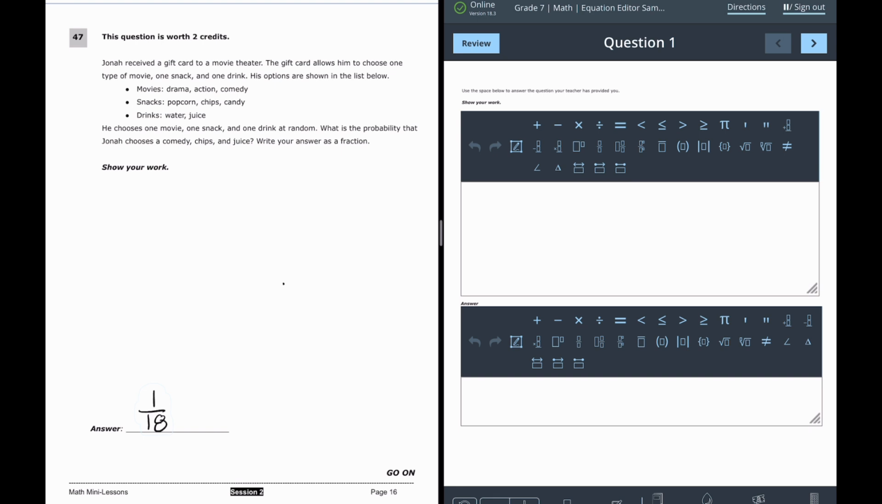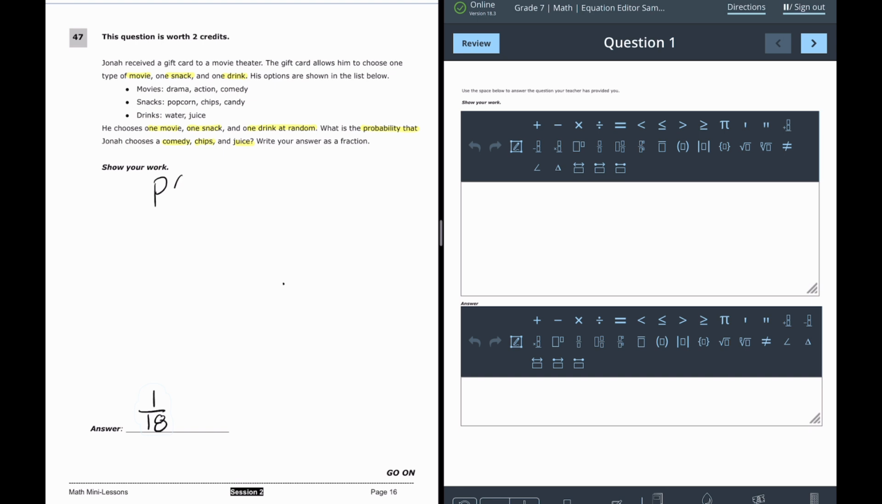Jonah received a gift card to a movie theater. The gift card allows him to choose a movie, a snack, and a drink. Those are his options. He can do 3 different kinds of movies, 3 different kinds of snacks, 2 different drinks. He chooses 1 movie, 1 snack, and 1 drink at random. What is the probability that he chooses comedy, chips, and juice? And I have to show it as a fraction.